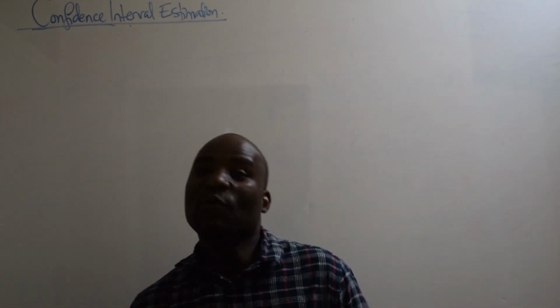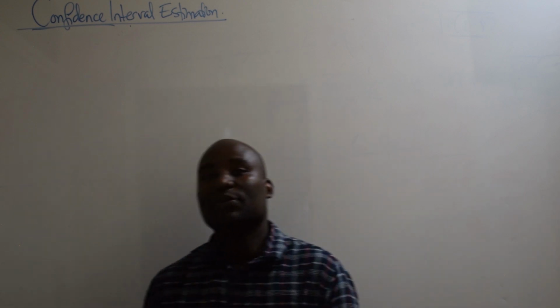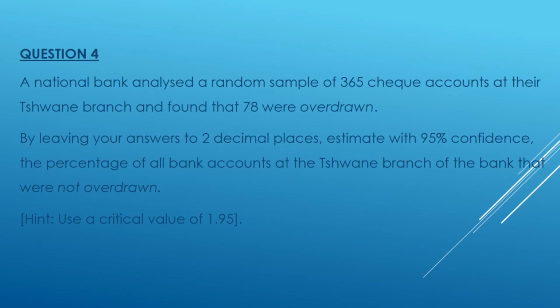You know, the thing is, the more you practice, the more you understand. So reading the question, it says, a national bank analyzed a random sample of 365 check accounts in their Tshwane branch and found that 78 were overdrawn. Okay? By leaving your answer to 2 decimal places, estimate with 95% confidence the percentage of all bank accounts at the Tshwane branch of the bank that were not overdrawn. Right. Hint, use a critical value of 1.96.